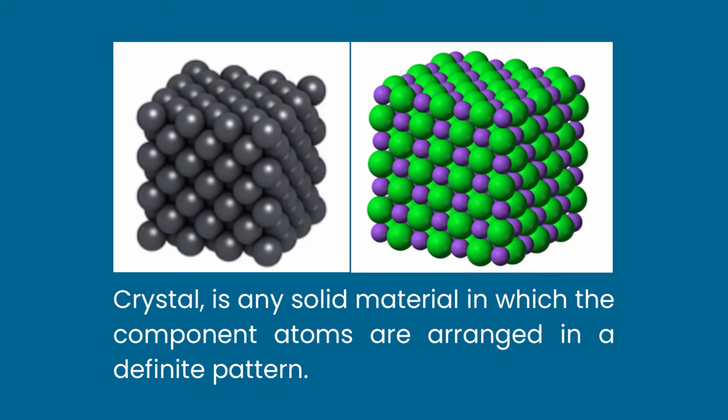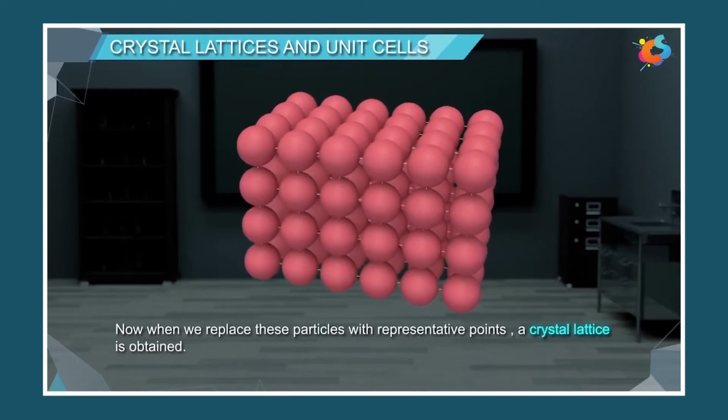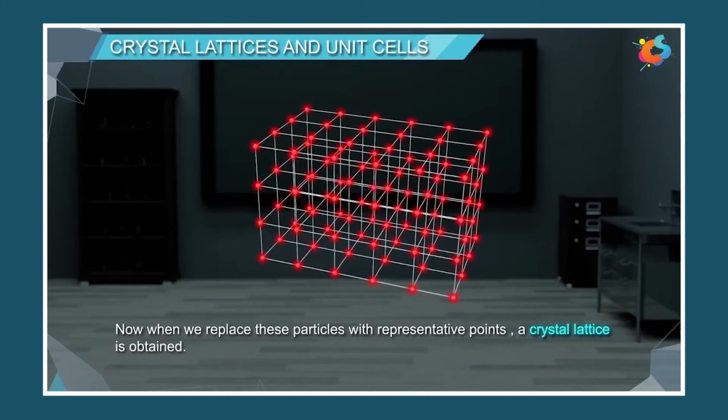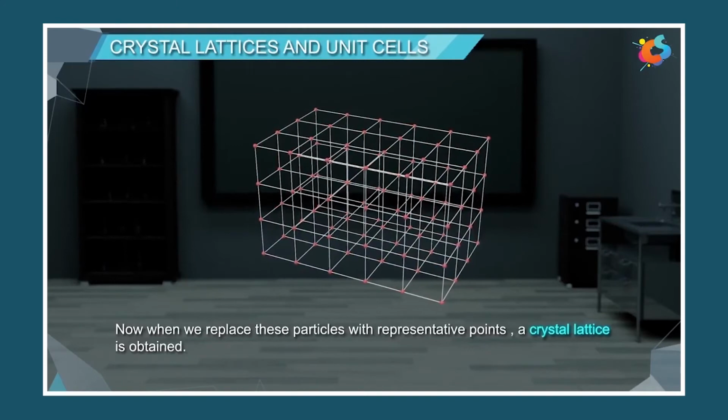A crystal is any solid material in which the component atoms are arranged in a definite pattern. Examples of crystals include diamond, salt, quartz, snowflakes, etc. Now, if the three-dimensional arrangement of constituent particles in a crystal is represented diagrammatically, in which each particle is depicted as a point, the arrangement is called a crystal lattice.